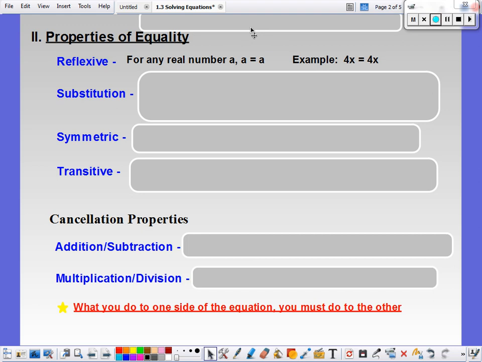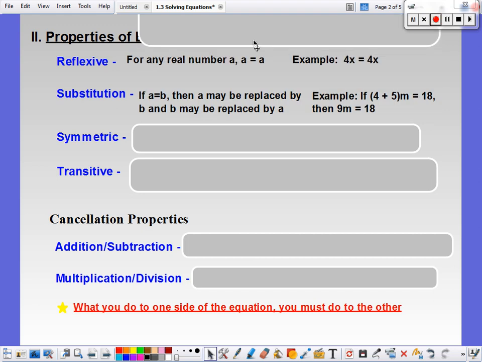Substitution, what you'll find there is with substitution, you're replacing something with an equal value. So if A equals B, then A may be replaced by B, or B may be replaced by A. So if you look over here, we have if 4 plus 5 times m equals 18, then 9m equals 18. Well, what allowed us to go from 4 plus 5 to 9? Well, we simply replaced 4 plus 5 with 9. That's what we did. It's a substitution or a replacement.